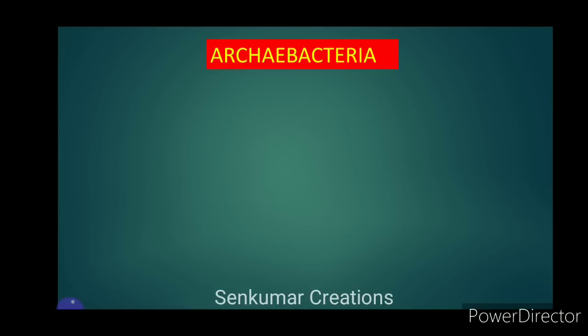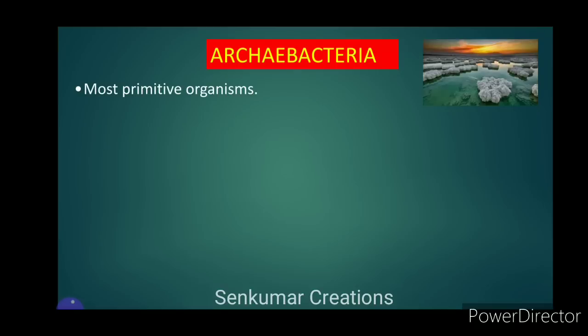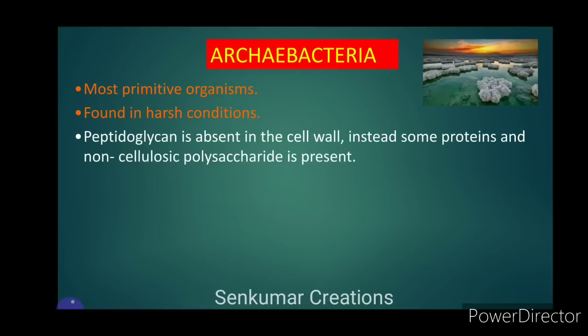So Monerans are classified into two groups. First, as I told you, one is Eubacteria and another one is Archaebacteria. First let's see about the Archaebacteria. Mostly primitive organisms. So Monerans are the primitive organisms. Eubacteria and Archaebacteria, both are primitive organisms, the most primitive organisms, and they are found in harsh conditions. They are not found in normal conditions like the previous one; they are found in harsh conditions. And peptidoglycan is absent in the cell wall. Instead, some proteins and non-cellulosic polysaccharide are present.